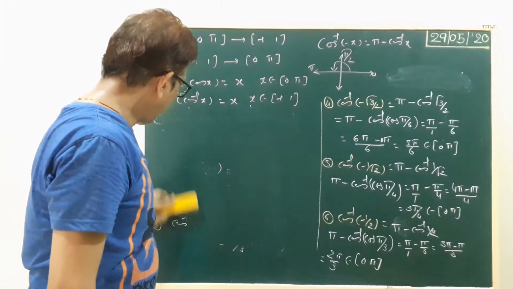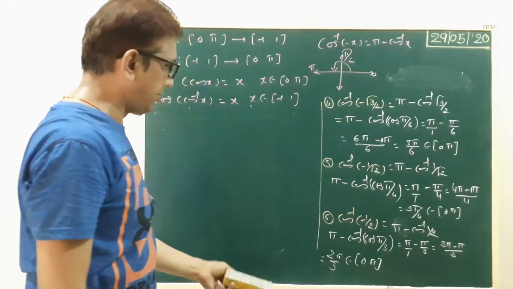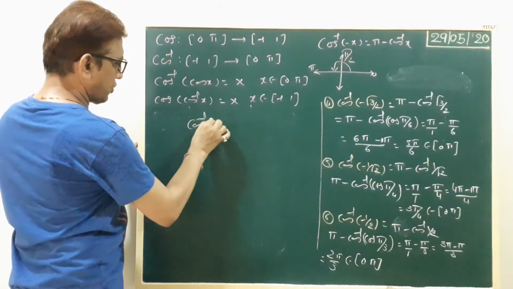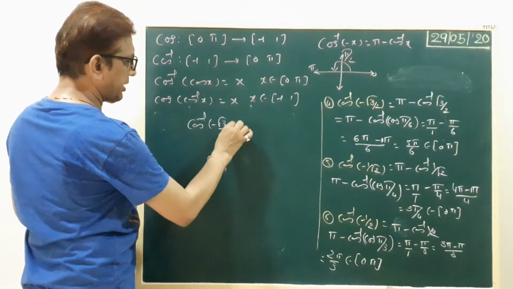Now we verify in any one negative sum. Look here, in your examination you can also verify them. Suppose this one: cos inverse minus root 3 by 2. We get the answer?